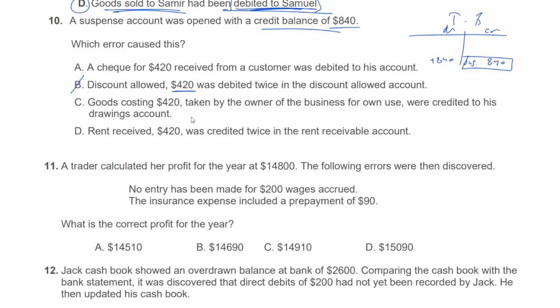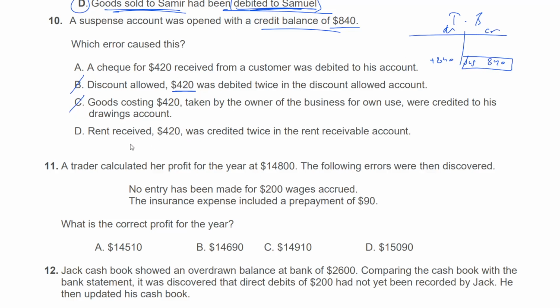Goods costing 420, taken by the owner of the business for own use, were credited to his drawings account. You know what that would do? That would make the credit side greater by 840. In this case, the credit side is missing out on 840.